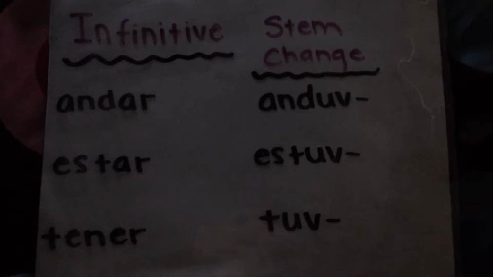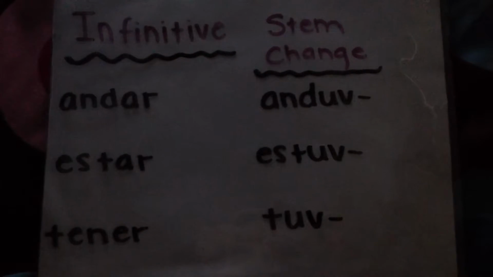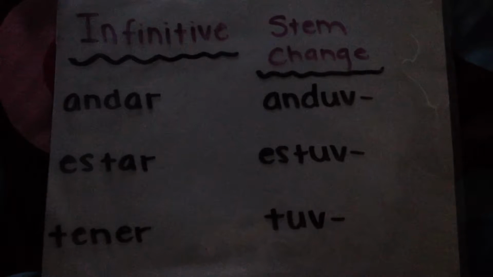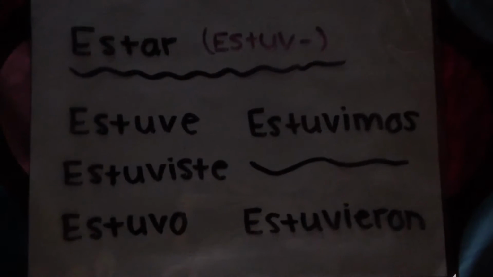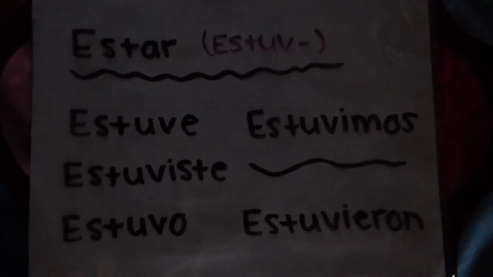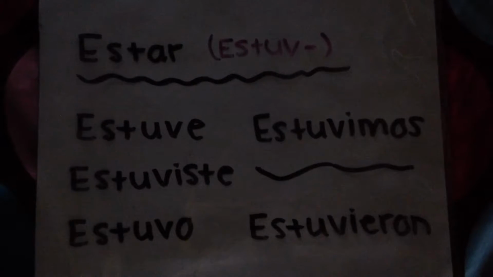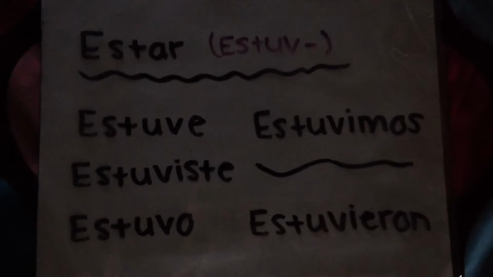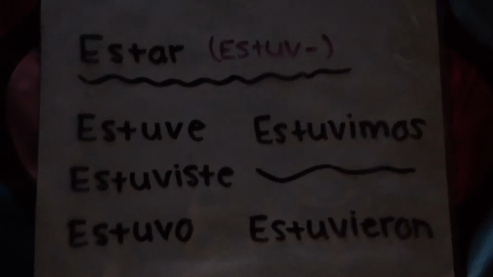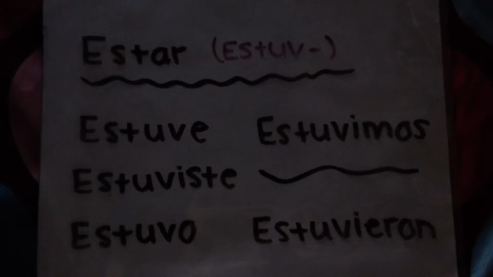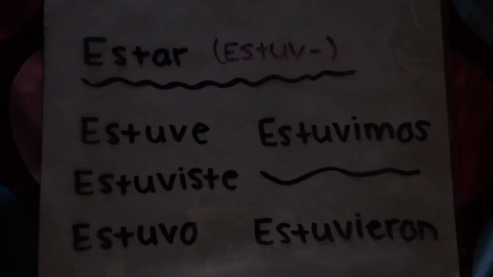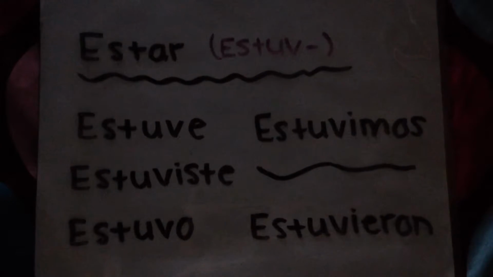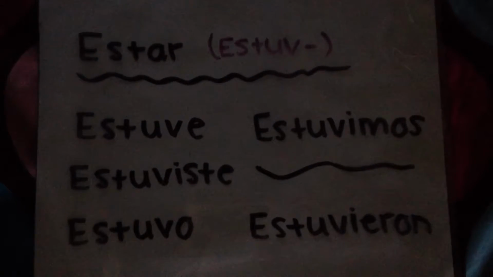For example, the infinitives andar, estar, and tener. Their stem change would be anduv, estuv, and tuv. An example with the pattern applied would be estar, and the stem change would be estuv. With the conjugation applied, it would be estuve, estuviste, estuvo, estuvimos, and estuvieron.